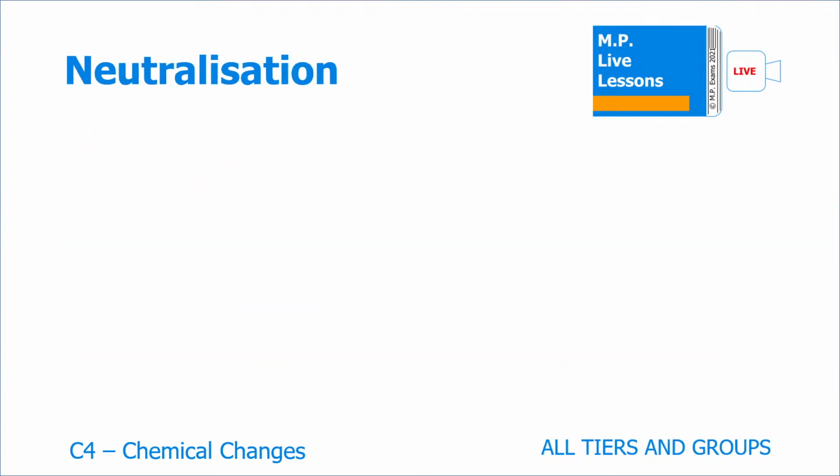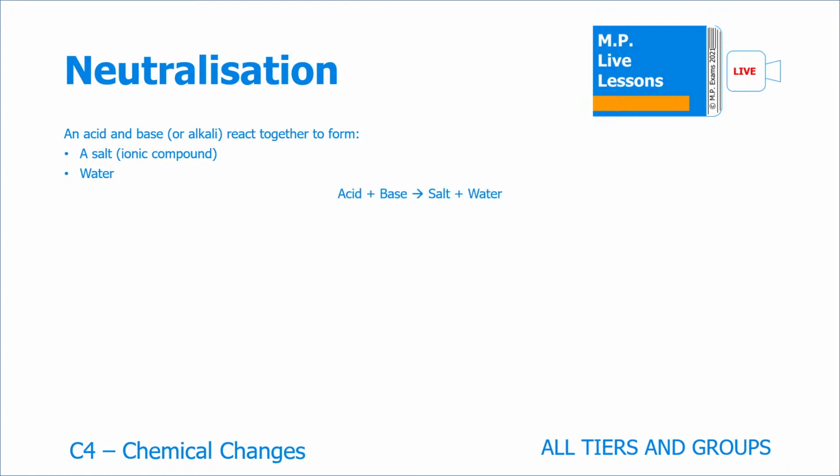Next, we have neutralization, where an acid and a base or an alkali react together to form two things, a salt and water. Now, the general equation is an acid and base forms a salt and water. The two reactants have different pHs and will neutralize each other. The pH now is actually 7 because it's neutral and we produce water.